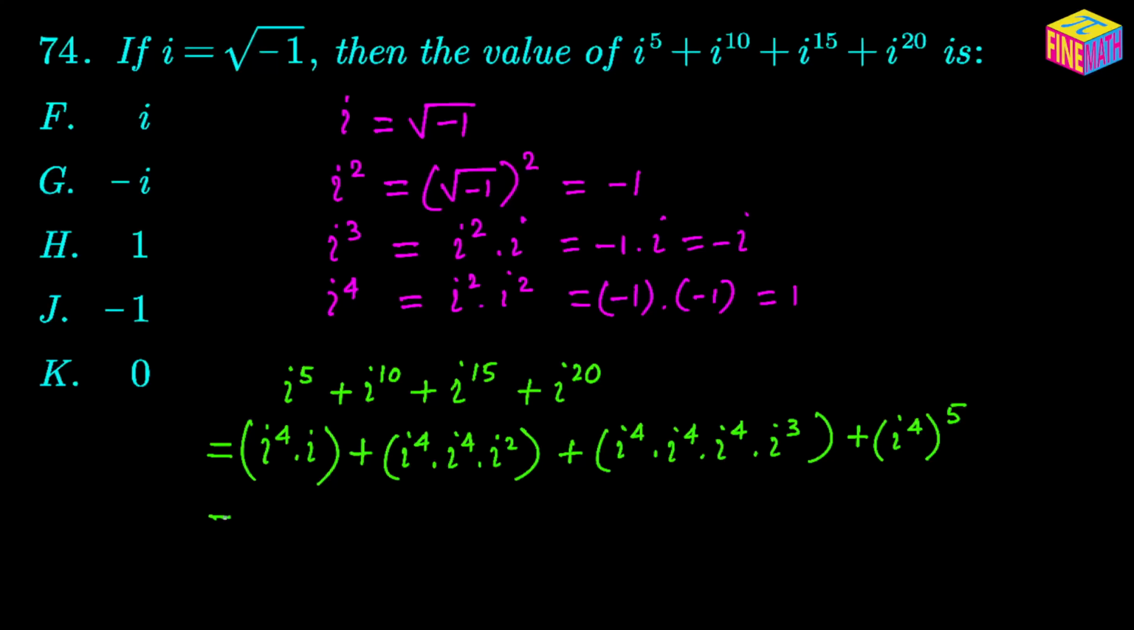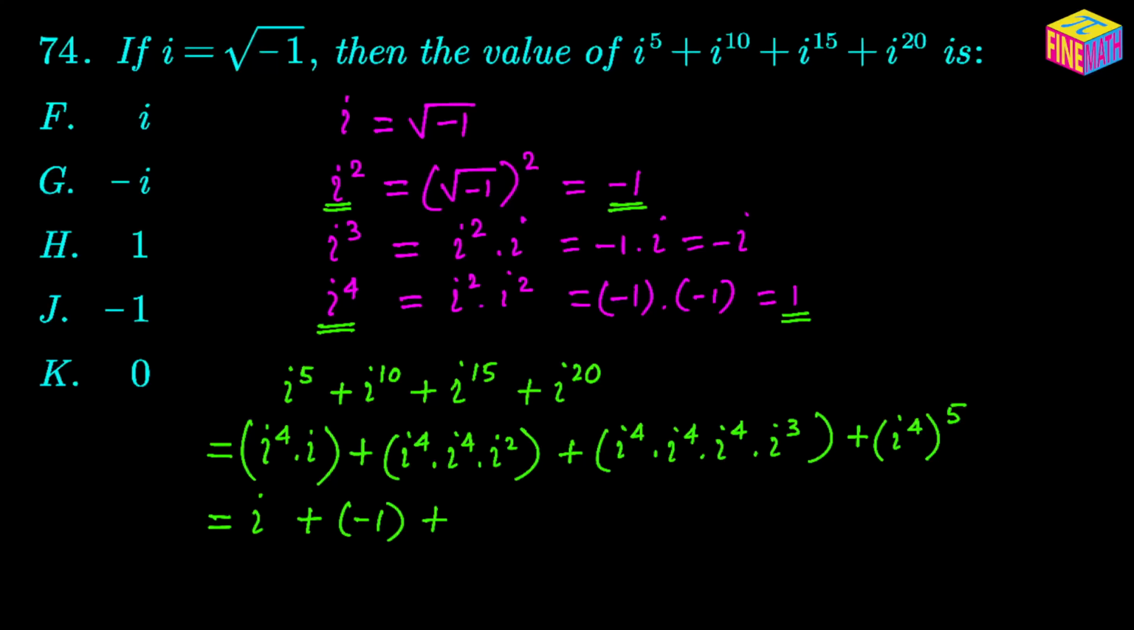Now from here, let's substitute the values of different powers of iota. In the first parenthesis, iota to the power 4 is equal to 1, so it would be 1 times iota, which is iota. Plus here it will be iota to the power 4, which is 1, so 1 times iota squared. Iota squared is -1, so that would be 1 times -1, which is -1.